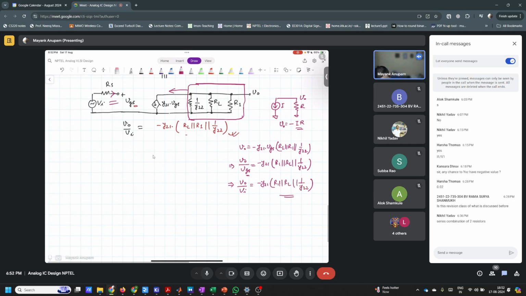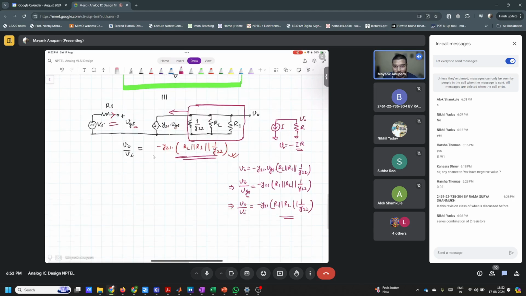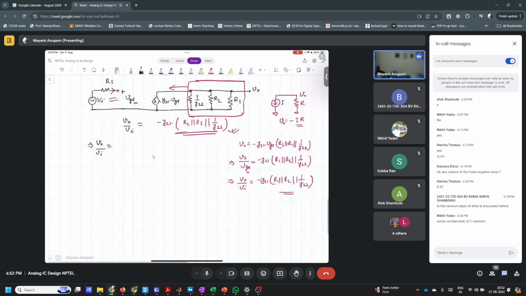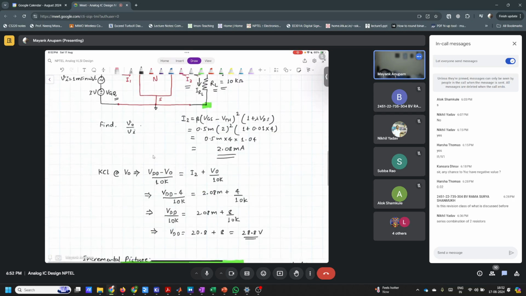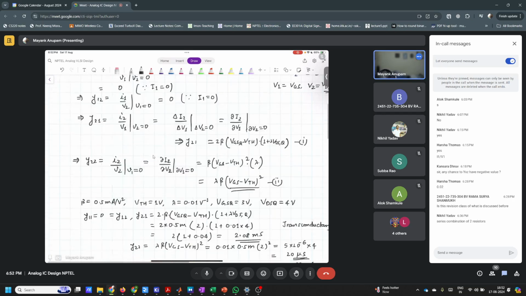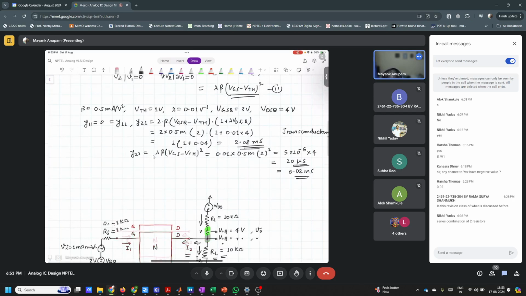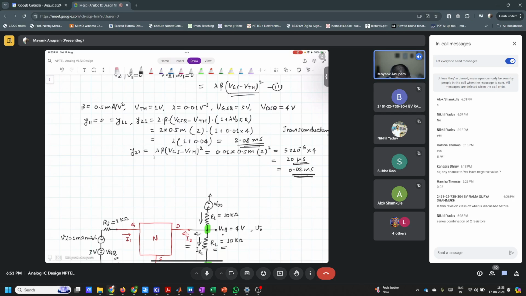So this is what I have written here. Is this understood? So let's quickly find out the numerical value again. So what will it be? Y21, how much did we find? Y21 was equal to 2.08 millisiemens. And Y22 was 0.08 millisiemens.